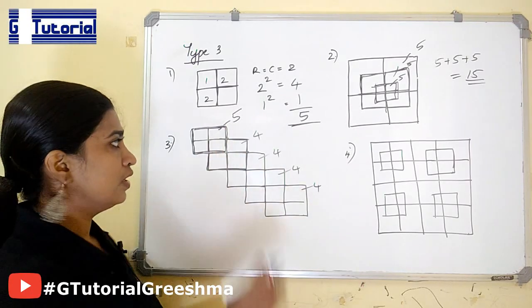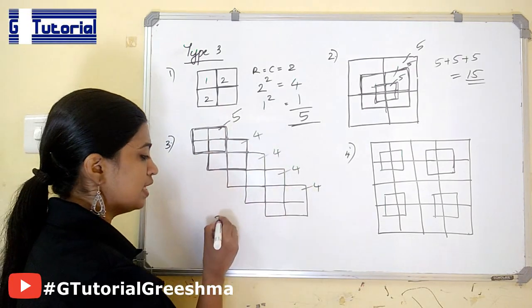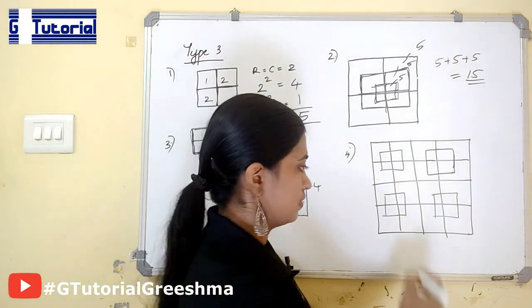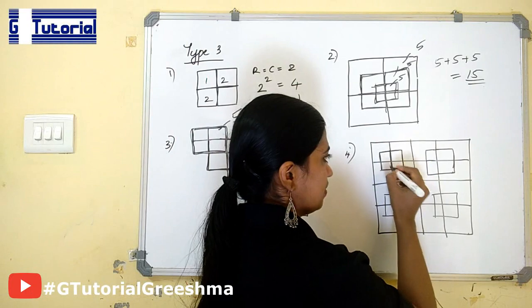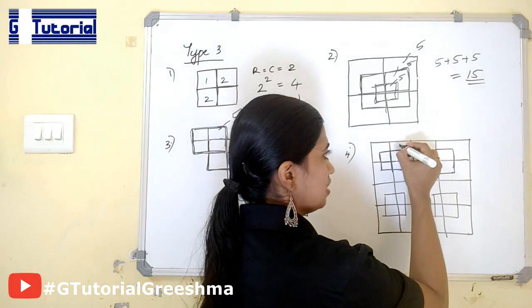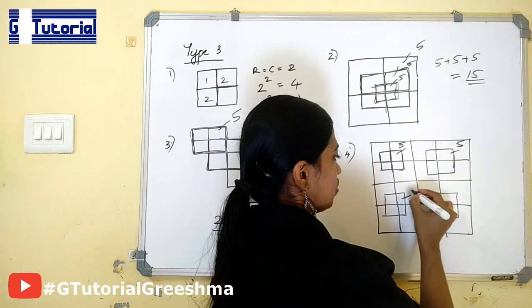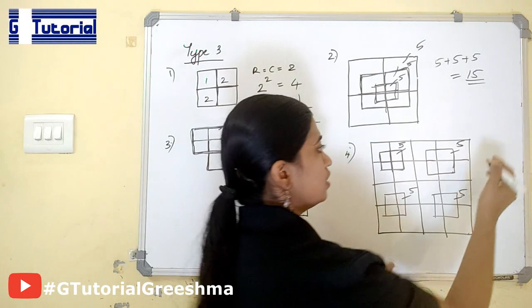Then add. 4 plus 4 plus 4 plus 4 is 16. 16 plus 5 is 21. Next question. Here we can see there is a square with a plus within that. So here there are 5 squares. Here also 5 squares. Here also 5 squares. Here also 5 squares. So 5 4s are 20.